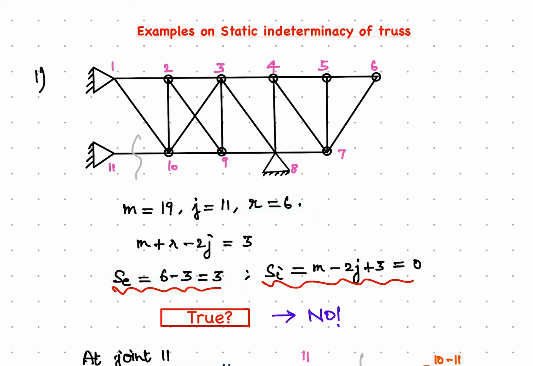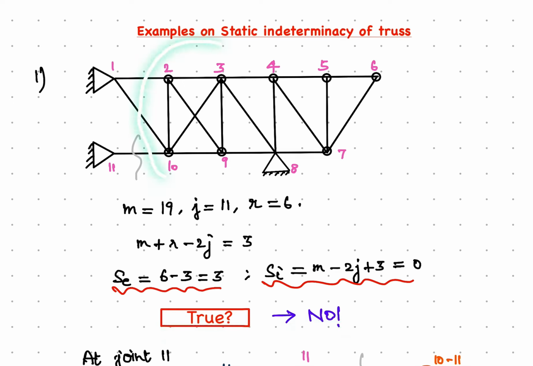And similarly, to determine the internal indeterminacy, we can use this formula, which we are already aware of, which results in a value of 0. So what does this indicate? It says that the external indeterminacy is 3 and the internal indeterminacy is 0 here. All right. But is it so? No. Okay, so this is not true. The answer is no. Why?